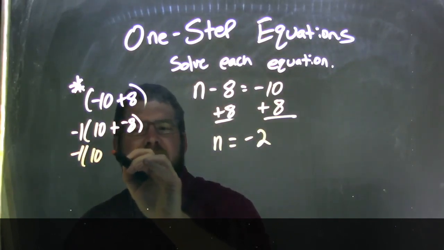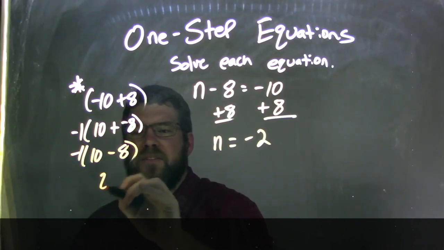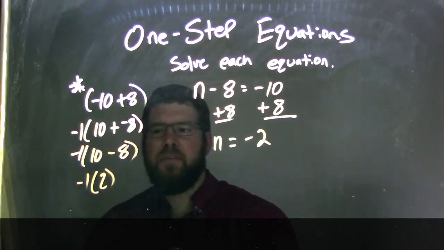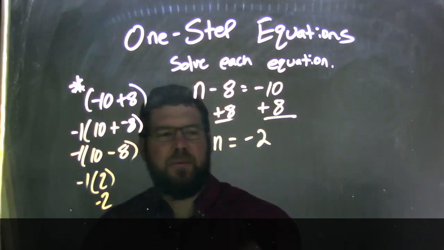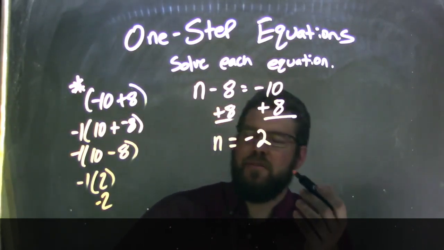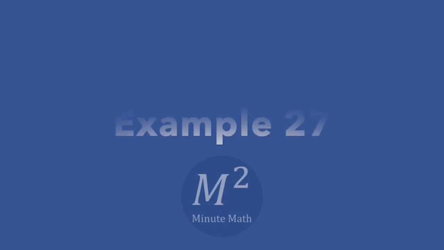Plus a negative 8 is the same thing as minus 8. What's 10 minus 8? It's 2. Negative 1 on the outside. What's negative 1 times 2? Negative 2. And so that's how I got to that negative 2 there. My final answer.